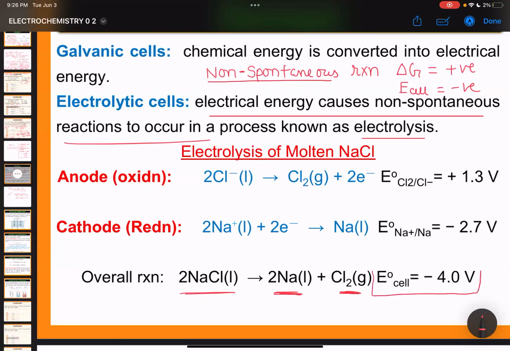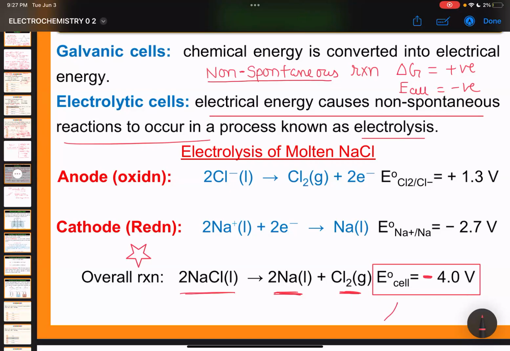You can see the value of EMF. Negative EMF. Delta G is minus nFE naught, that is going to be positive. So it is a non-spontaneous reaction. Is this clear? But how can you let it happen? We can let it happen if we put some external voltage, an external voltage greater than 4 volts. It should be greater than 4 volts, then only this reaction will happen.